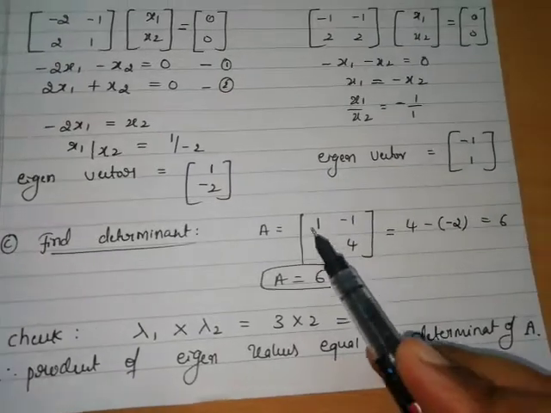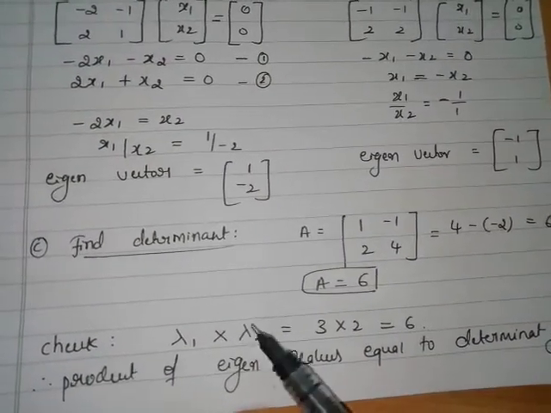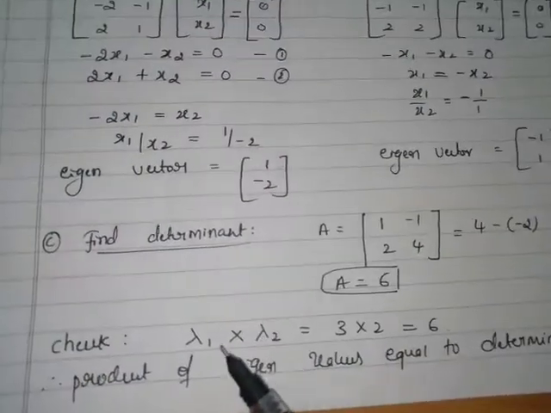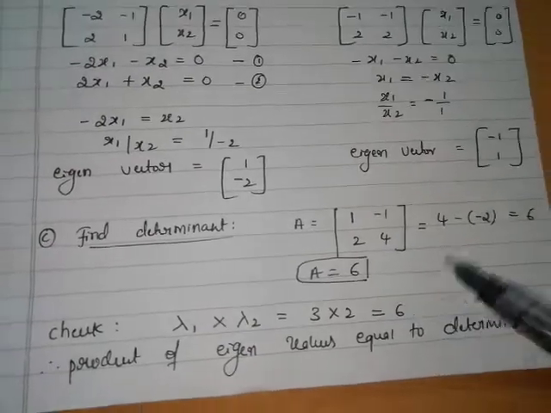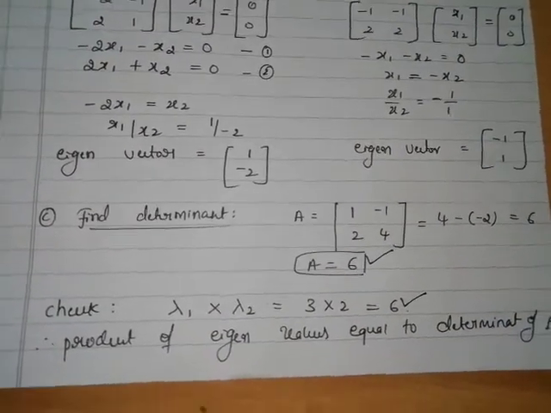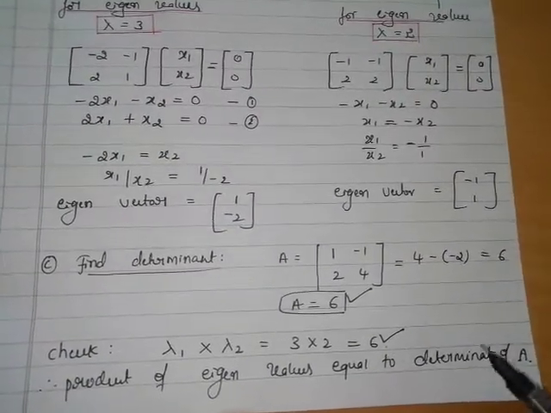We have to match that 6 with the determinant of the given matrix. This is the given matrix. So take that given matrix, find the determinant of that, you will get 6. And check with the eigenvalues. What are the eigenvalues we got? 3 and 2. So take the 3 and 2 multiplied, 6. So 6 is the determinant and also 6 is the product of the two eigenvalues. So what I can conclude, the product of eigenvalues is equal to the determinant of A.